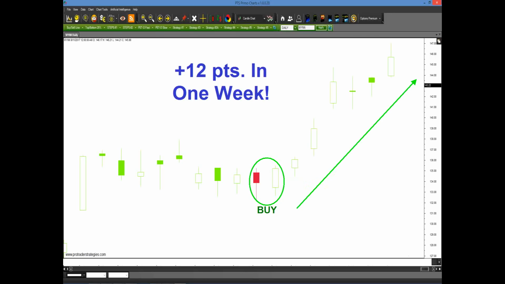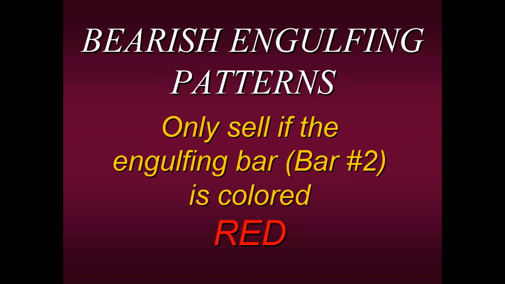Now, let's look at the opposite side, bearish engulfing patterns, all right? We're only going to sell if the engulfing bar, that's bar number 2, is colored red, okay? We don't care what the bars previous to it were colored. If they're colored red, that's fine. If they're all colored green, that's fine. It makes no difference. We just want to see bar number 2 colored red by the PET D.